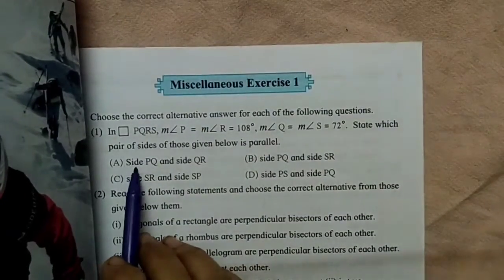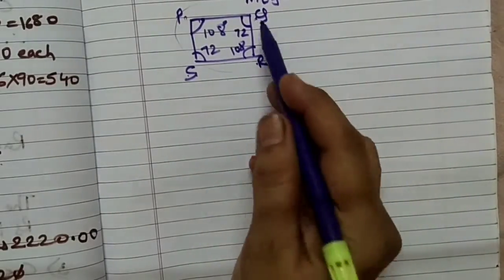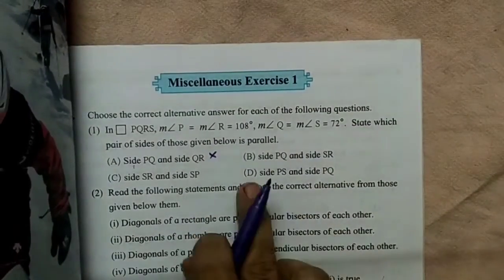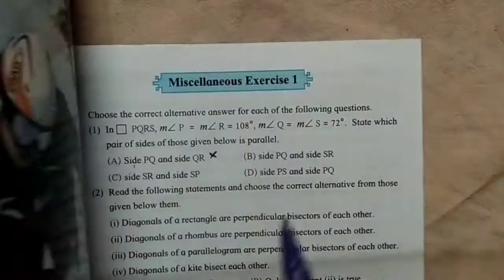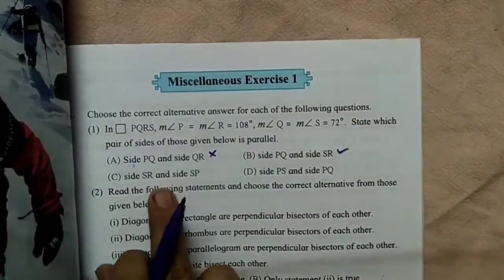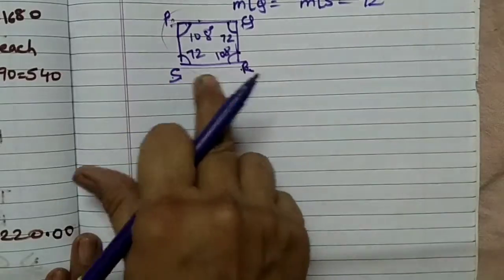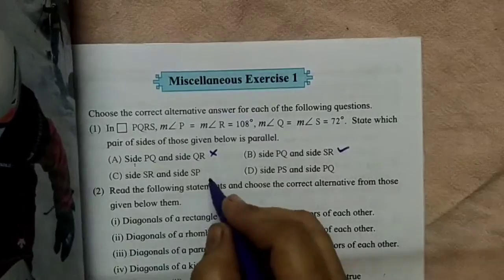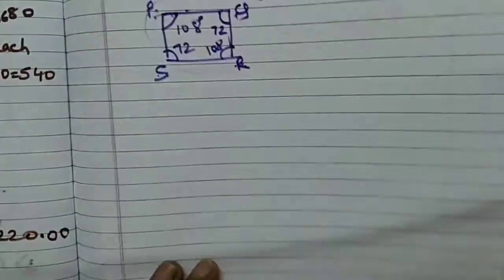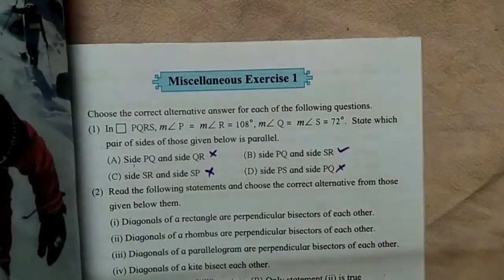So let us see here. Side PQ and side QR. PQ and QR, are they parallel? No. So this first one is not correct. Side PQ and side SR. PQ and SR, are they parallel? Yes, this is true. Then SR and SP. Are they parallel? No. Parallel means they should be opposite first of all. So this is also not true. PS and PQ, they also are not. So only this statement is true.